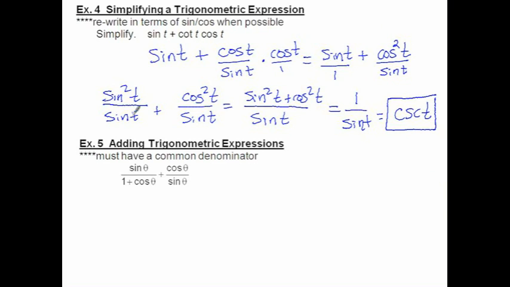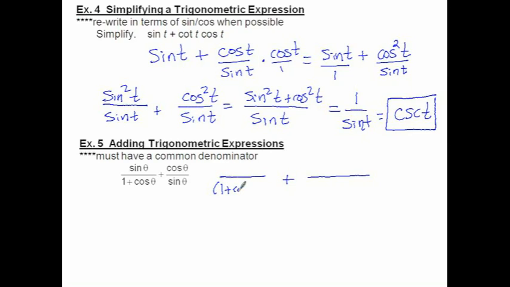Okay? So let's go ahead and go to example number 5, adding trig expressions here. So here we just simplified it. Now we're going to add them. It's the same type of thing. We have a big complicated one. We want to try to get it down to one simple term if possible. So here we start with two fractions. So in order to add fractions, of course, you have to have a common denominator. So we have to make sure we include both parts in our denominator.